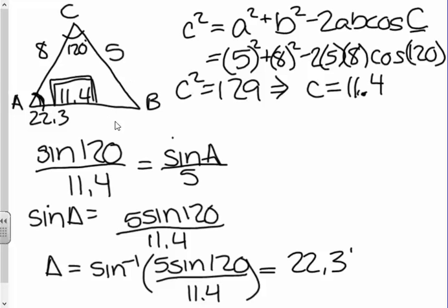Now in order to get angle B, we know that these have to add up to 180 degrees. So I'm just going to take 180 minus the 120 right here, minus the 22.3 that we found. So I'm going to get that angle B is 37.7 degrees. So here are the three values we found.